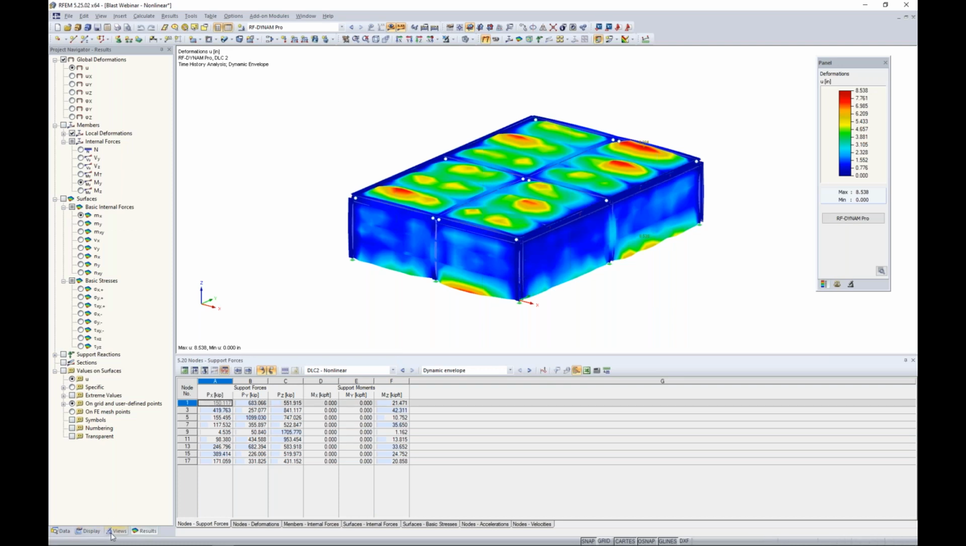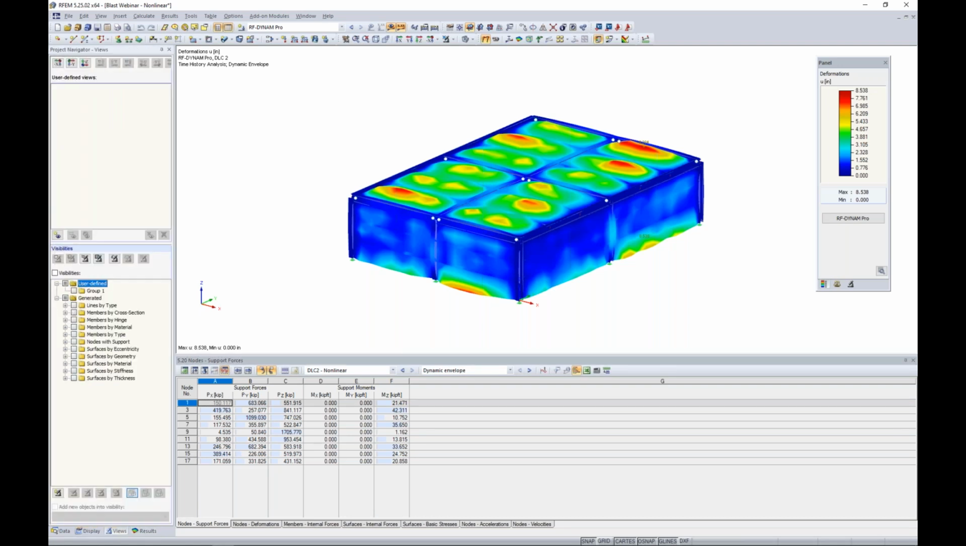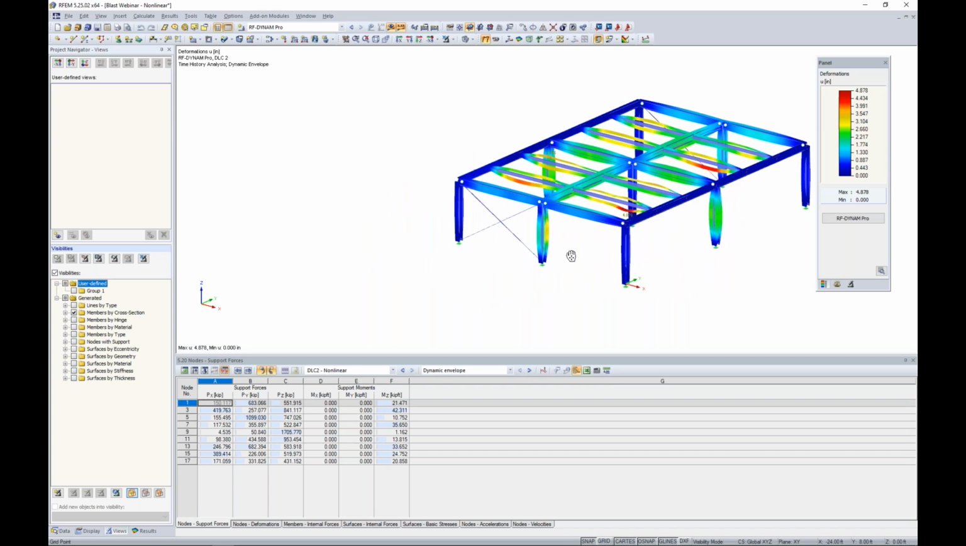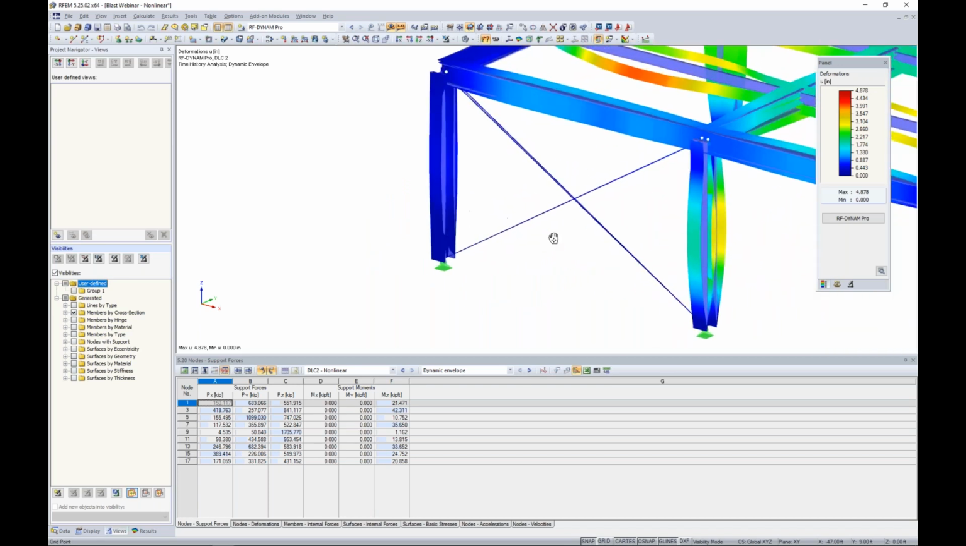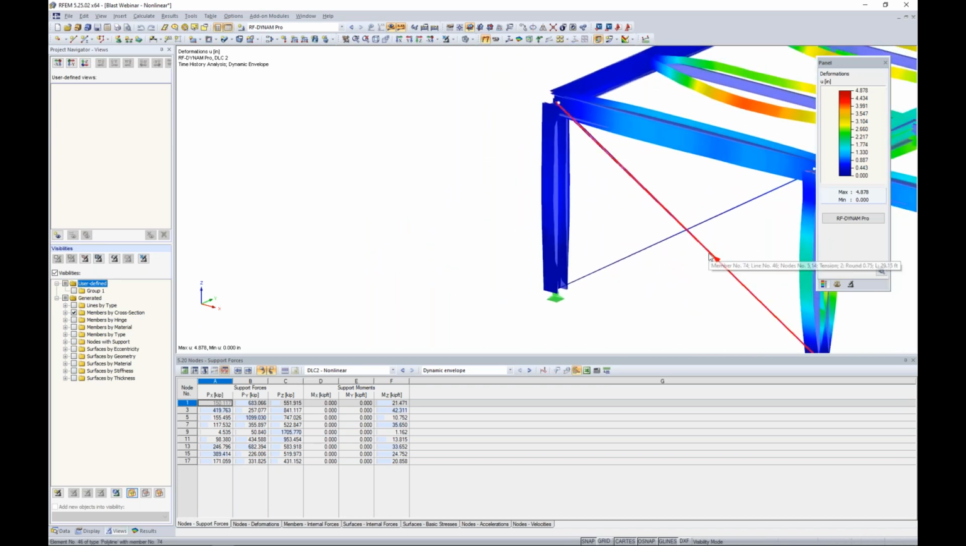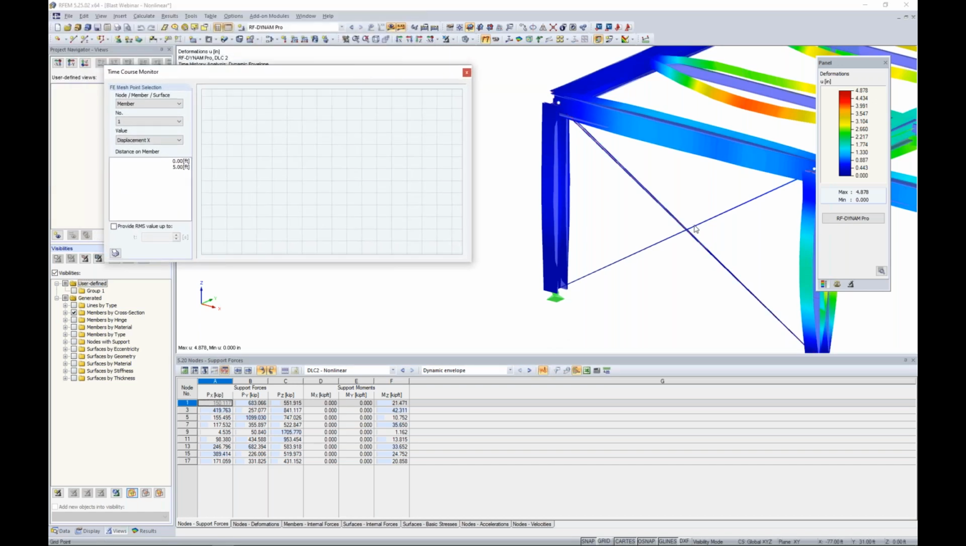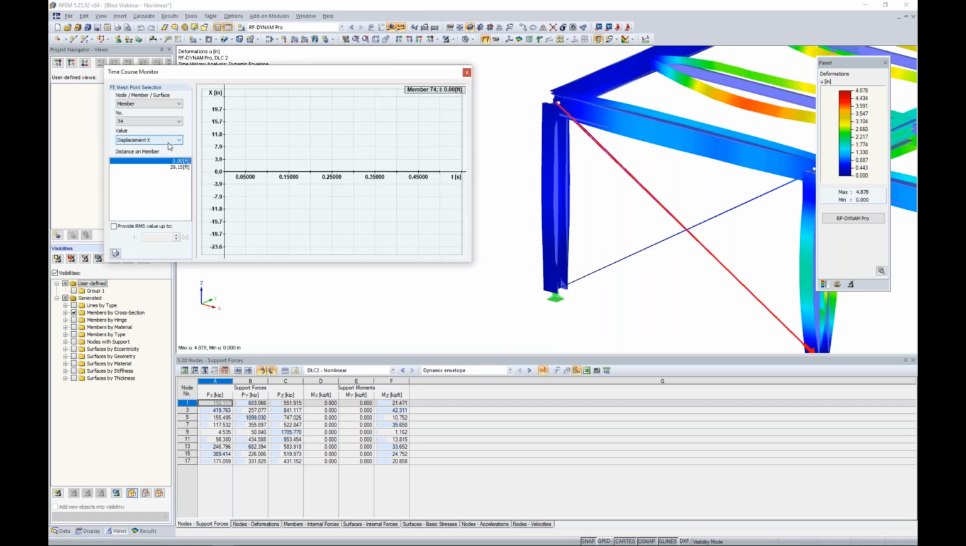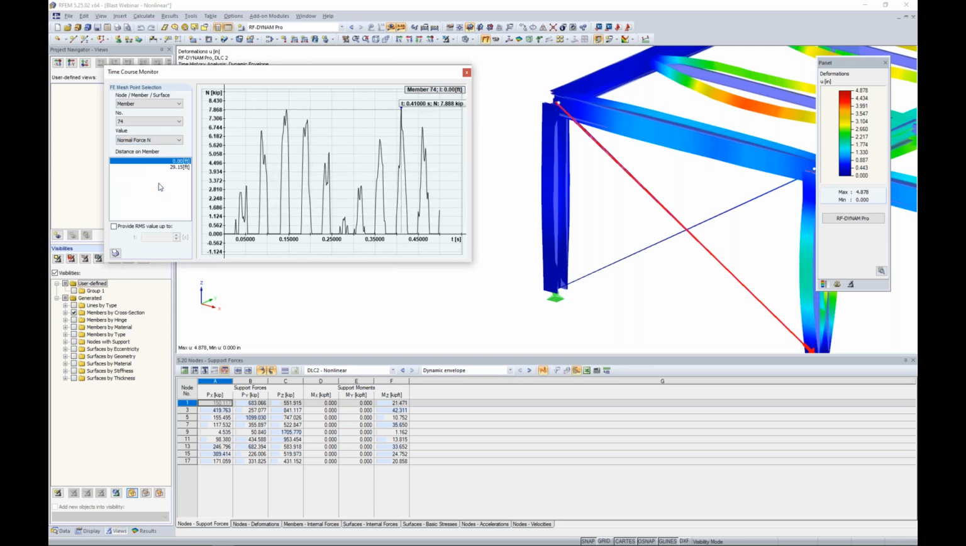But what might be interesting to us is if we go ahead under the Views tab and turn off our surfaces here, and let's focus in on that tension-only member. So I'm going to launch my time course monitor. I'm going to select that particular member that we saw before. It doesn't matter whether we choose 0 or 29.15, the start or end of the member, but I do want to view the normal forces.